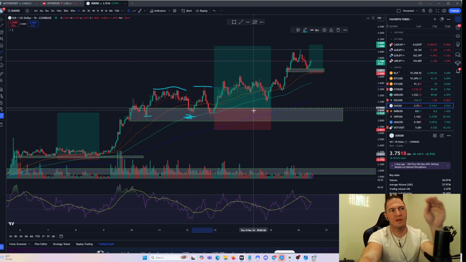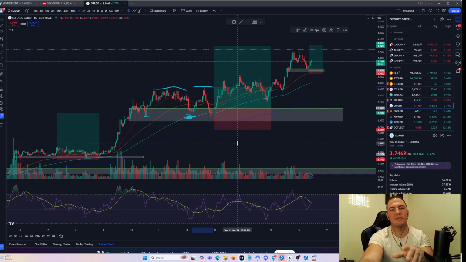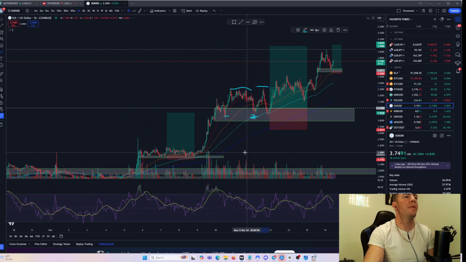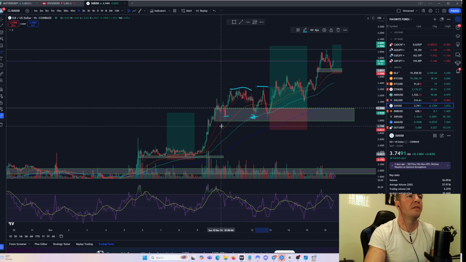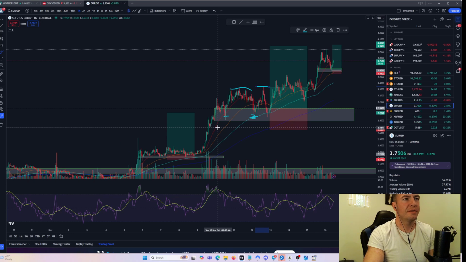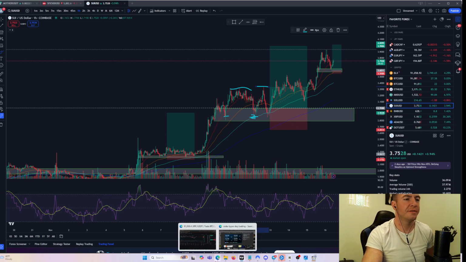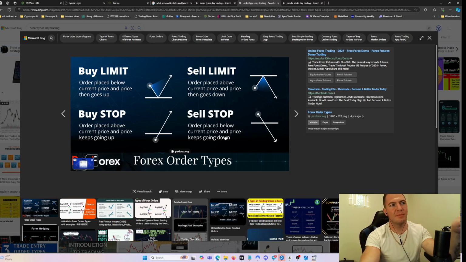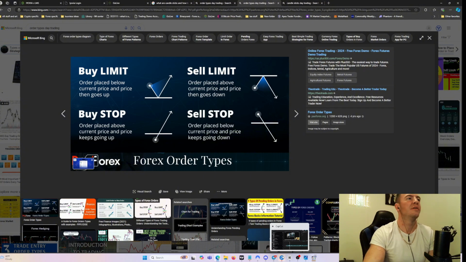Market will automatically, when it hits that price, boom, sell limit order. Now, the difference between the buy stops, okay? This is where it's different. So on the buy stops, what happens is, actually, let me do this. So order placed above current price, and price continues to go up, okay? And the same on the order type for the sell stops is order placed below current price, and price keeps going down.